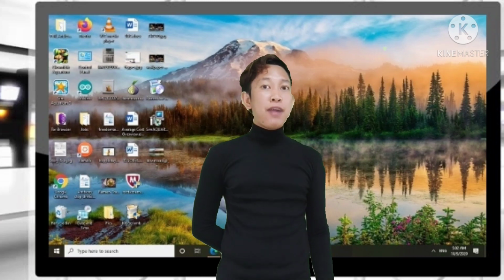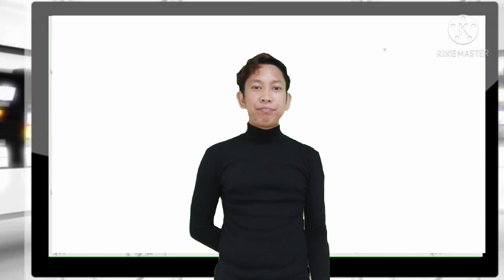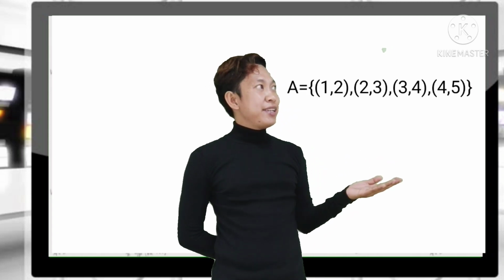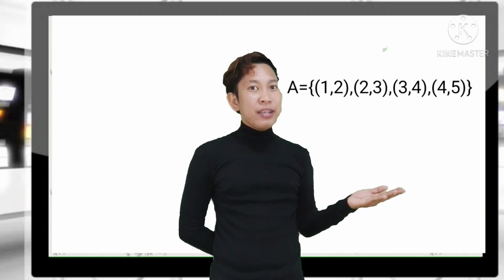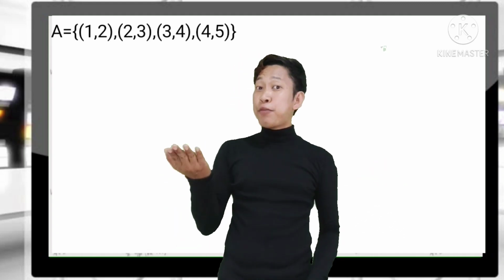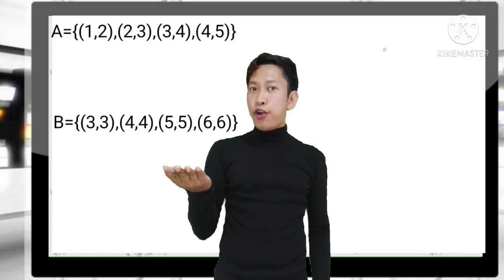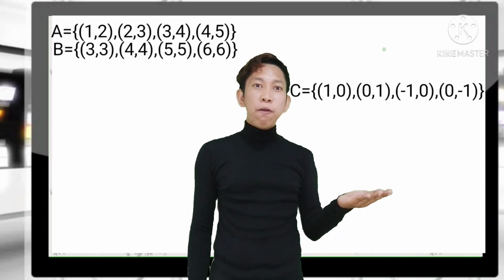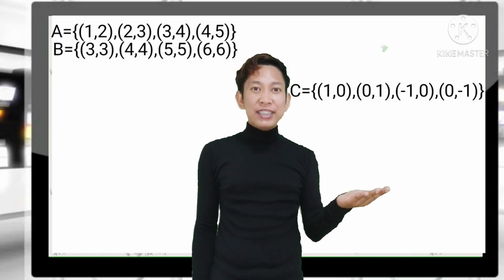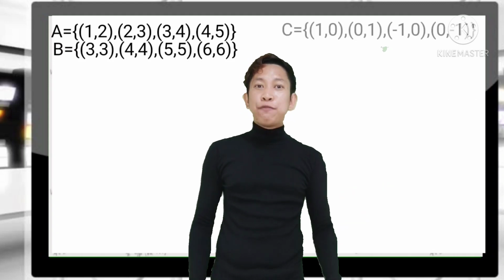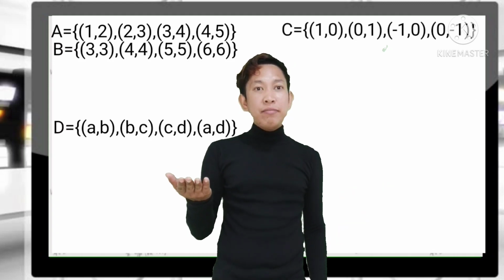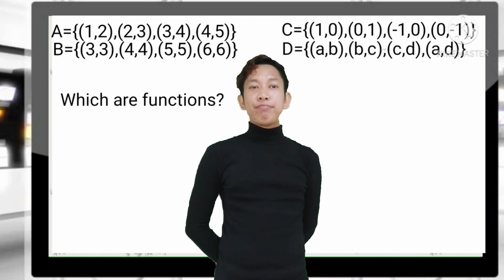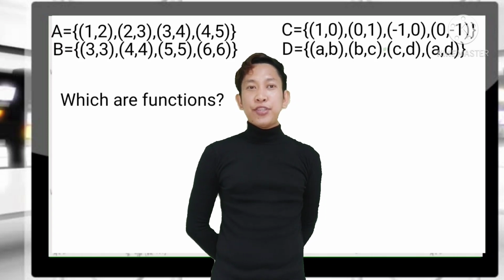To further understand functions, let's study the following. Given the following ordered pairs: for A, (1, 2), (2, 3), (3, 4), and (4, 5). For B, (3, 3), (4, 4), (5, 5), and (6, 6). For C, we have (1, 0), (0, 1), (-1, 0), and (0, -1). And for D, we have AB, BC, CD, and AD. Which are functions?